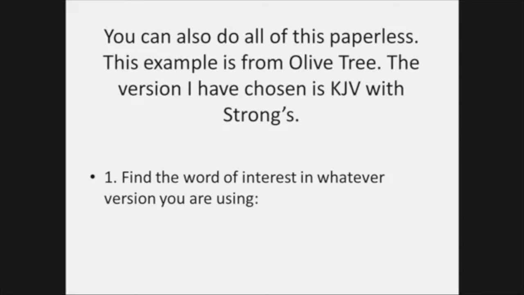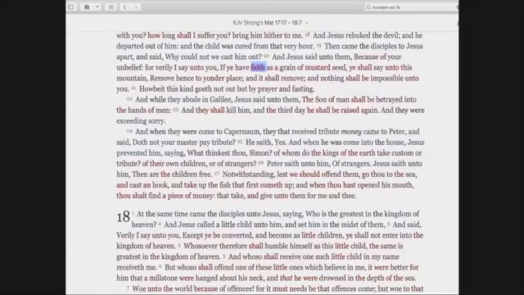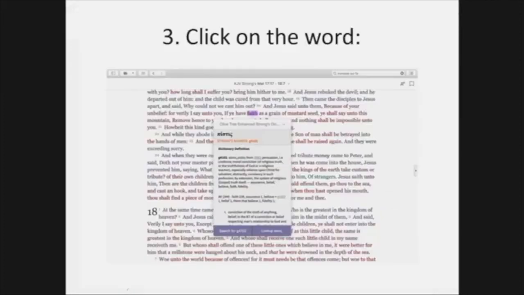First of all, you just pull up your program onto your screen. Mine is Olive Tree. Find the word that you're looking for. So let's go to the next slide. You can see there that I've pulled up Matthew 17, and in verse 20, I've highlighted the word faith. Instead of highlighting, you'll want to do just what I did on the next screen and click on that word. You click on faith.